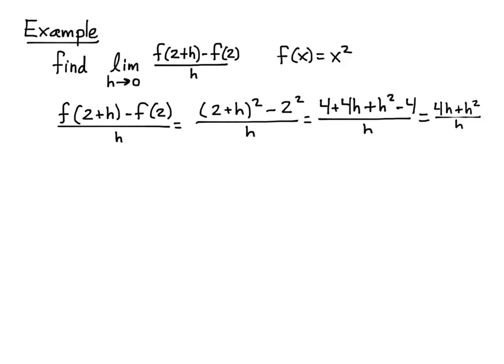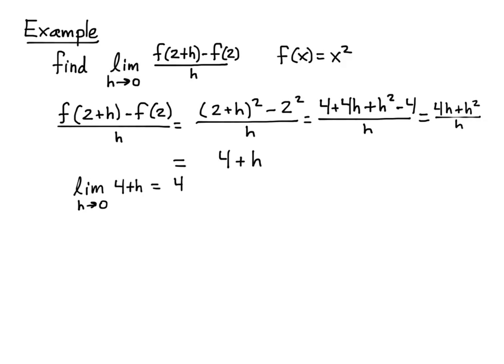So this is 4 plus 4h plus h squared minus 4, over h. And then my 4 and negative 4 cancel out, so I get 4h plus h squared over h. And here, if I divide by h, this just becomes 4 plus h. Now here I have a simplified function. As h goes to 0, what's the limit? It's easy. It's 4, right? As h goes to 0, my function is now 4.